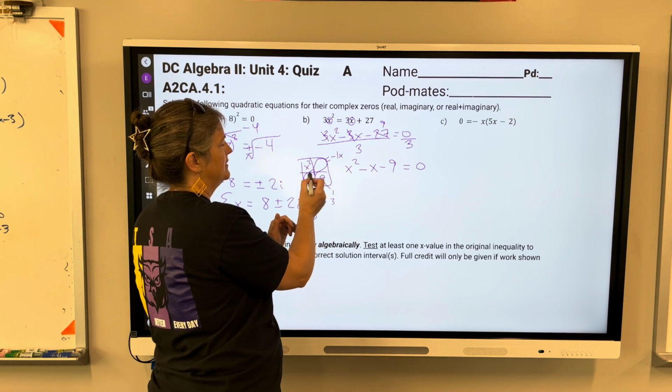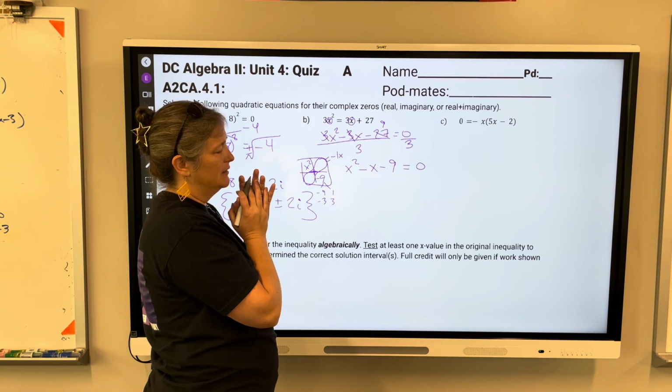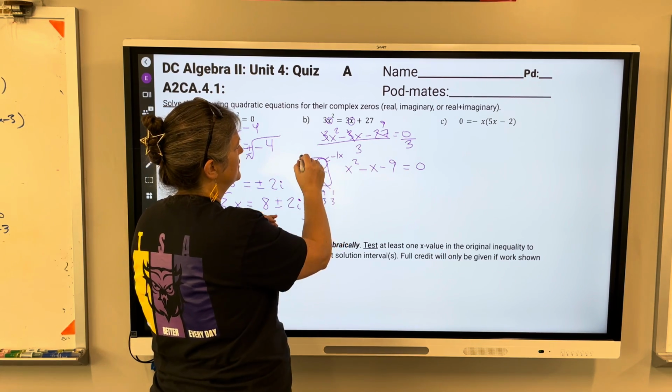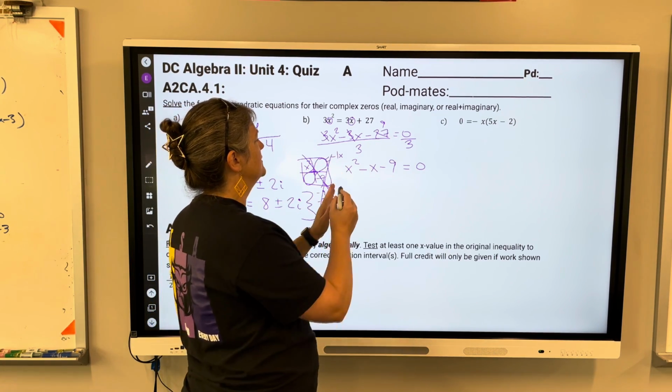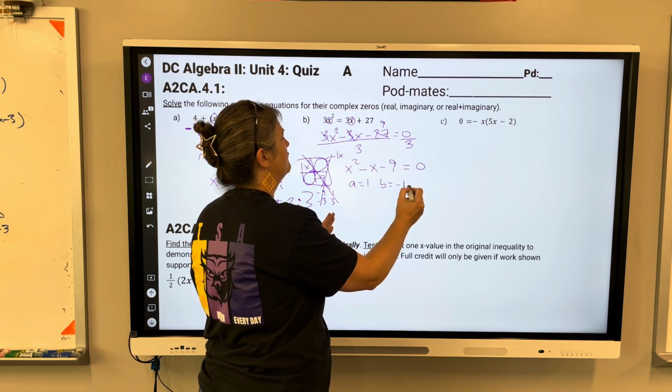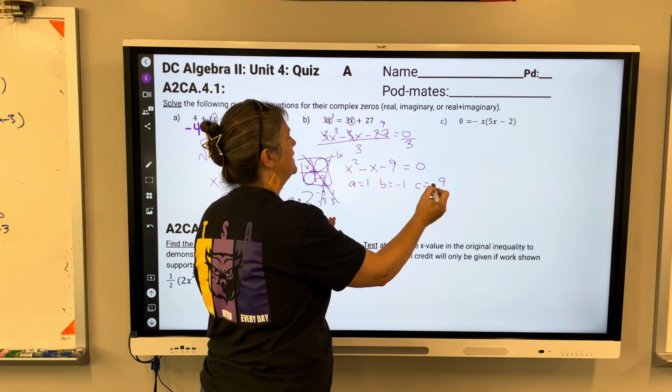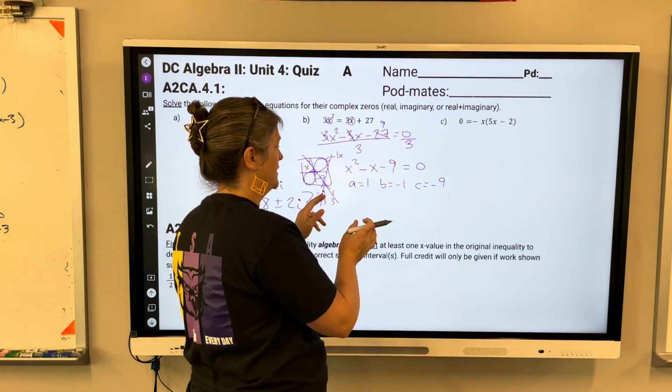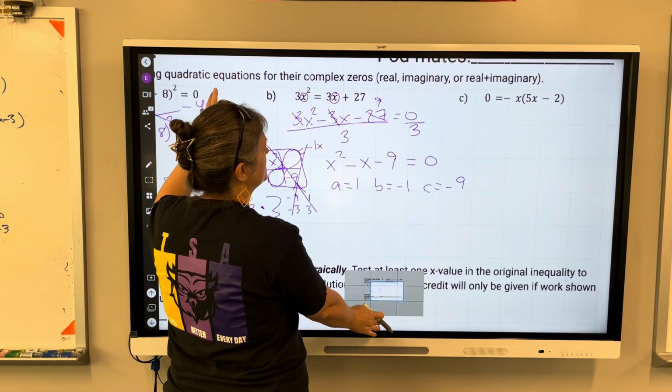See how there's a plus in the middle there? I don't think I can do that. So what I'm going to have to do is scrap the idea of factoring and identify my a is 1, my b is -1, and my c is -9, and I'm going to go ahead and use the quadratic formula. Some people call this the brute force method.